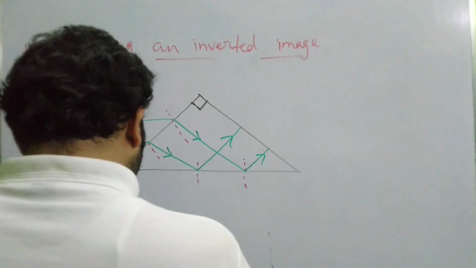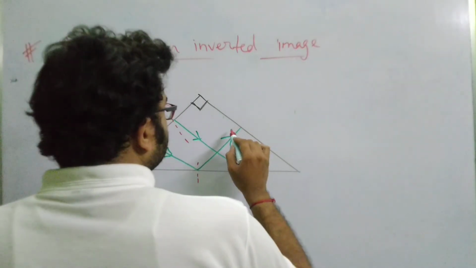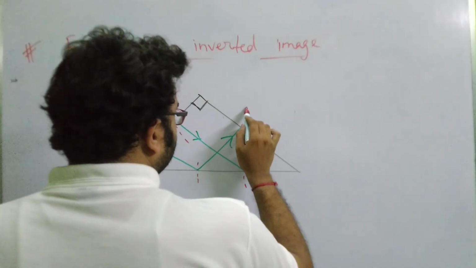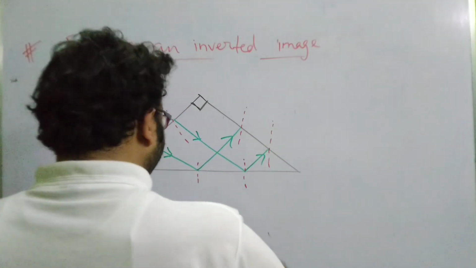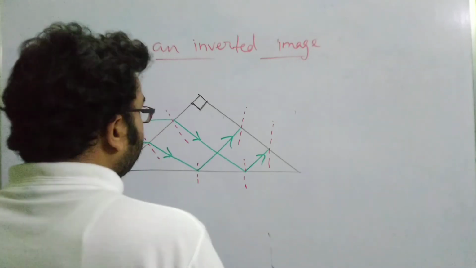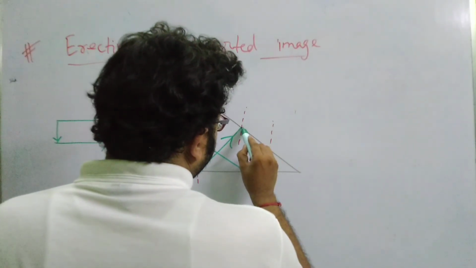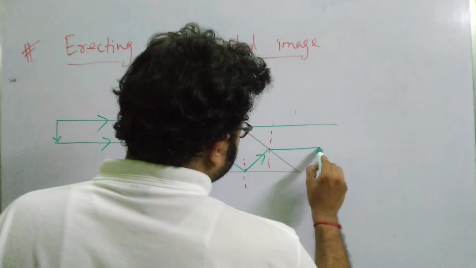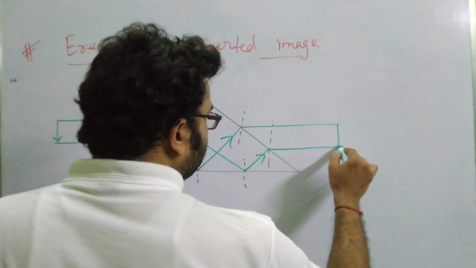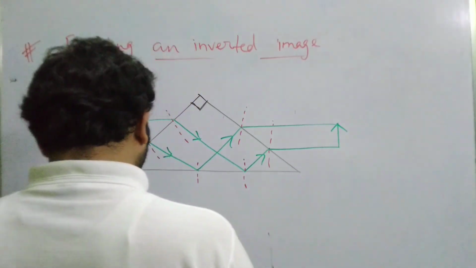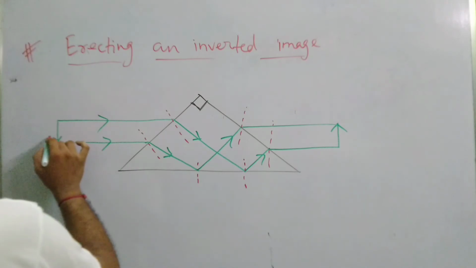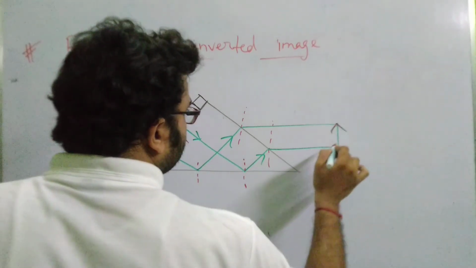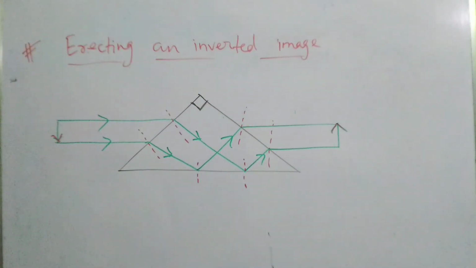And if we draw two normals here, here will be one normal and here will be one normal. Now the light will be bending away from the normal as it is going from glass to air. Hence the light rays will be coming out like this and like this. So can you see the image that was inverted has been made erect? Yes, definitely yes. It was here in the downward direction. Now here it is in the upward direction. So this is the third application.